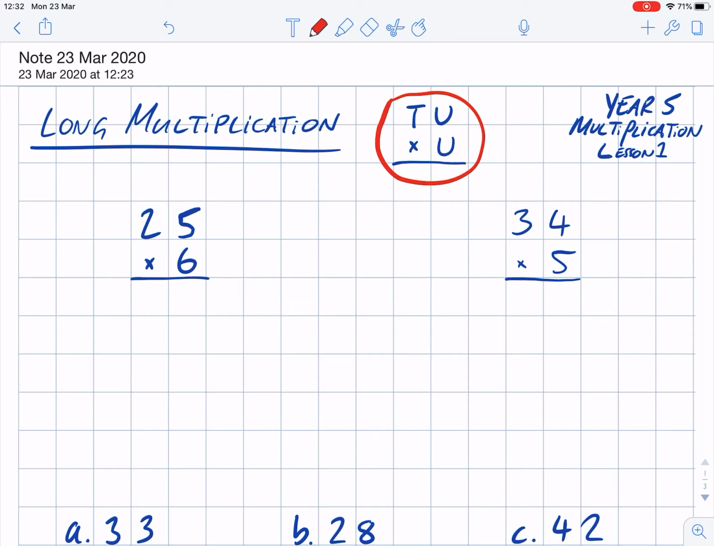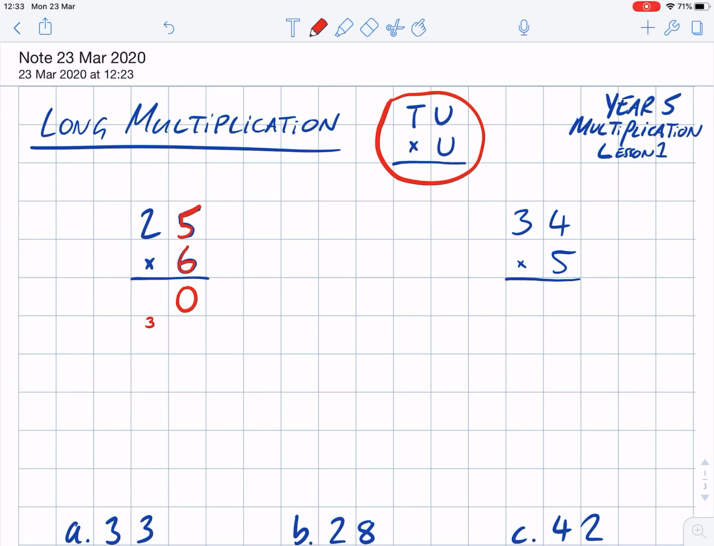So taking this first example here, 25 multiplied by 6. We always start at the bottom right. So I'm always going to start with this number 6. And the first thing I'm going to do is multiply the 6 by 5. So I go straight up. So 6 multiplied by 5 is 30. So making sure I put my 3 underneath because I haven't finished the calculation yet.